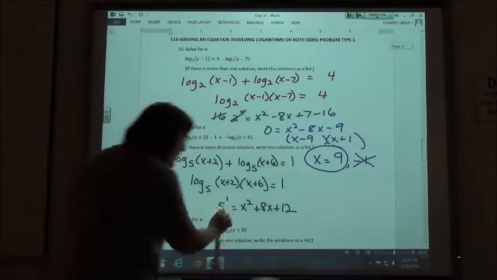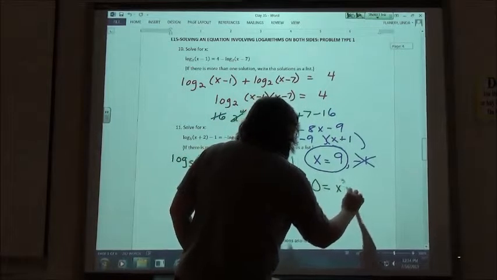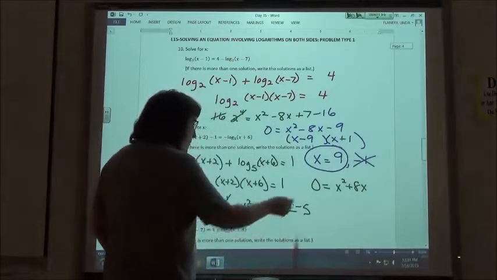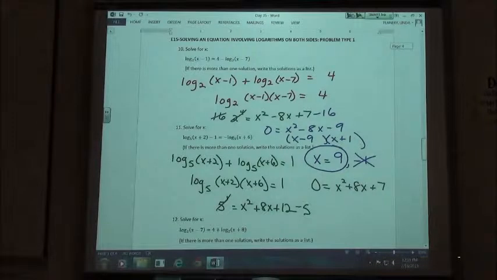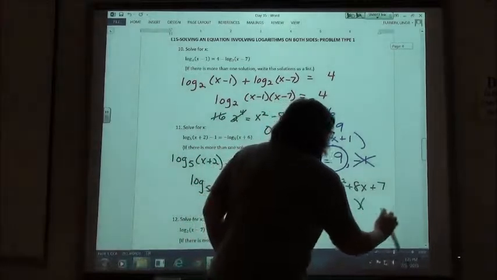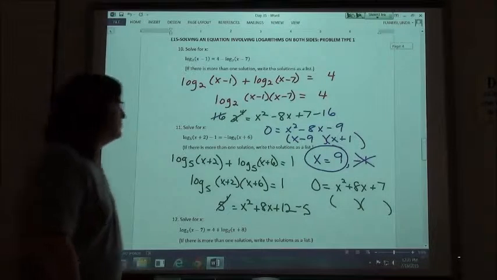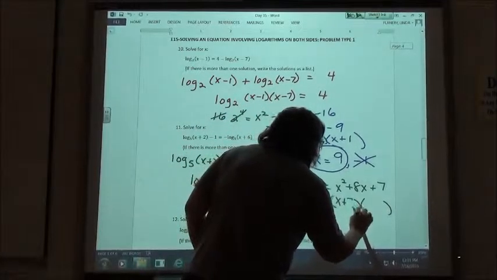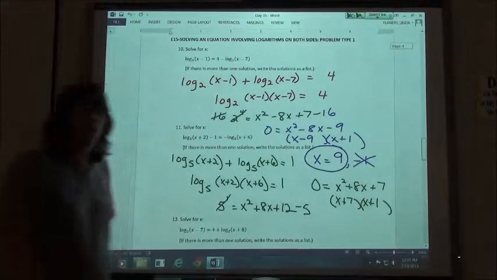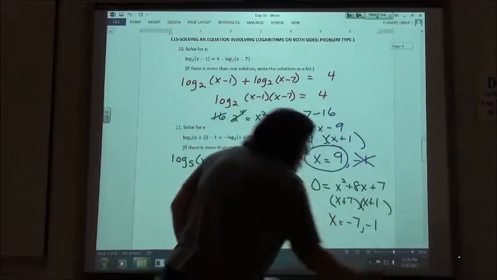We got to move that to the other side, so we're going to minus our 5. So 0 is going to equal x squared plus 8x plus 12 minus 5 is 7. So now we got to factor that. That factors into x plus 7 and x plus 1, right? Means my possible answers are negative 7 and negative 1.